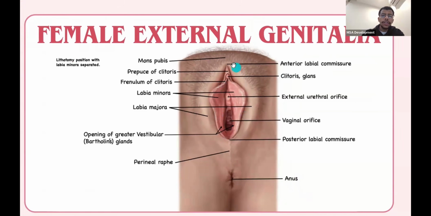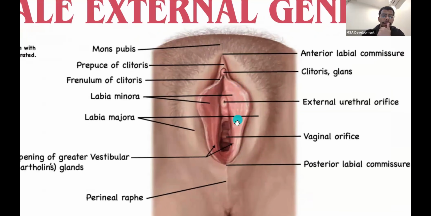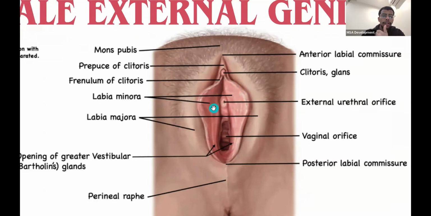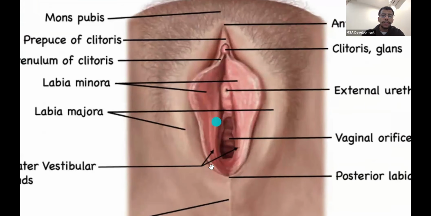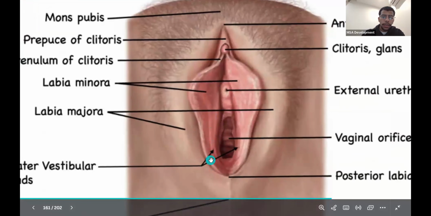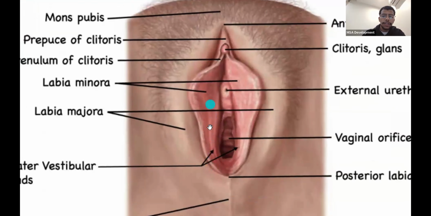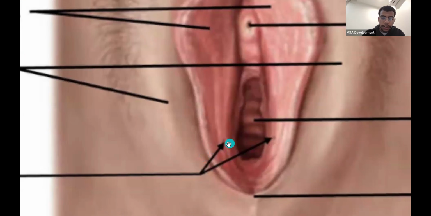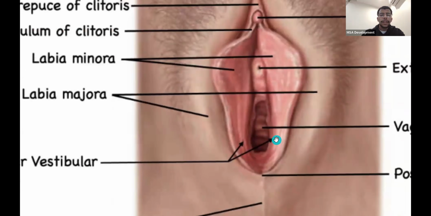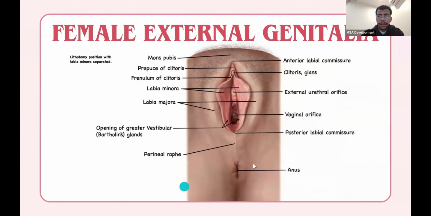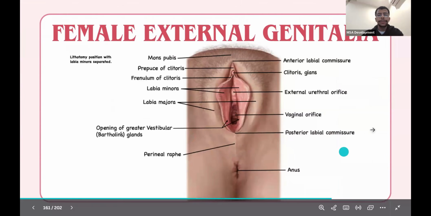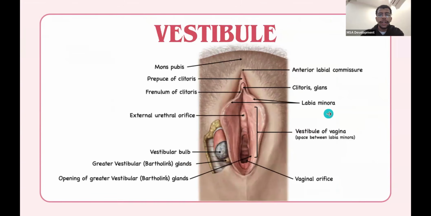Now, this whole thing is called the vestibule. Remember the Bartholin's gland? They're also called the vestibular glands because they're found in the vestibule. Now, they're deep into the structure, so you can't see them. However, they open into this tiny hole. I'm not sure you can see it, but yes, they open into these. And I think that's it. There's the anus, of course.